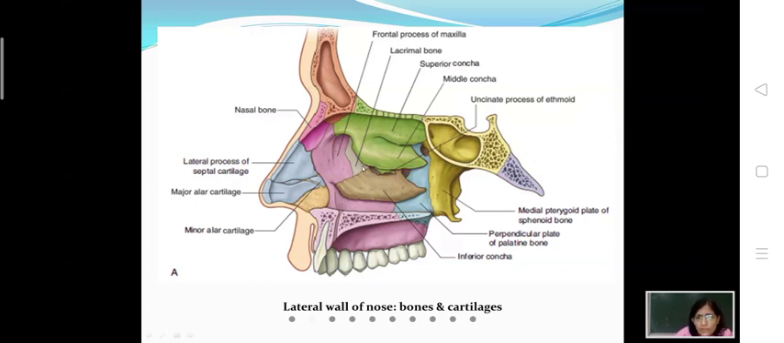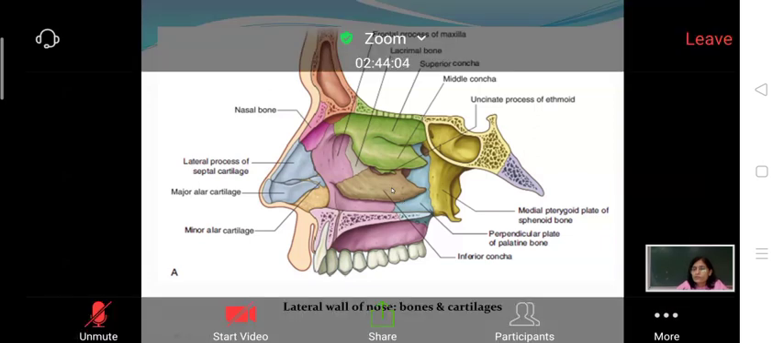Then this is the lacrimal bone. This lacrimal bone gives a descending process which covers the maxillary hiatus. Then this is the inferior nasal concha. Now note one thing, that superior and middle nasal concha, they are part of ethmoid bone. They are nothing but the shelf-like projections from the medial surface of ethmoid bone. But inferior nasal concha in itself is an independent bone, which reduces the maxillary hiatus.